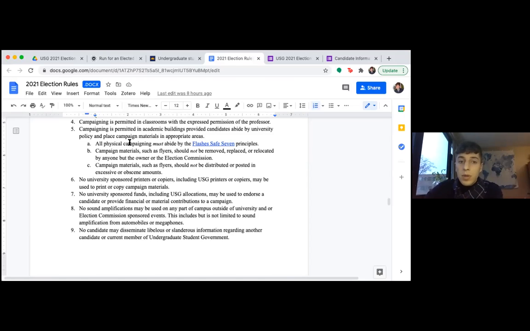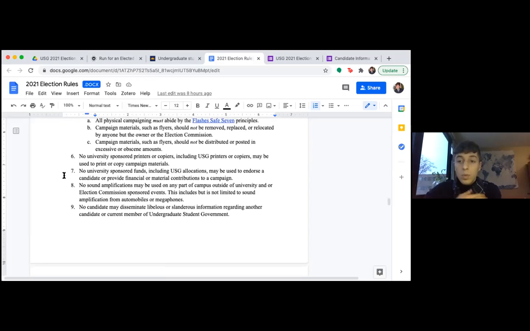So normally you're allowed to campaign in academic buildings provided you're abiding by all the rules, but the rules have changed with the FLASH Safe 7. You must follow the FLASH Safe 7. Keep yourself safe. Keep your future constituents, your students, your peers safe. Campaign properly if you're going to do it in person. It's okay to do it. Just make sure you're doing it safely. Again, we won't require you to do that though. So if you feel uncomfortable, if you're immunocompromised, do not worry. You do not have to campaign in person.